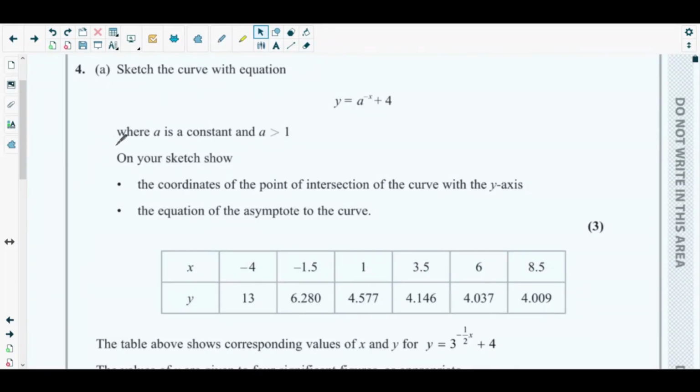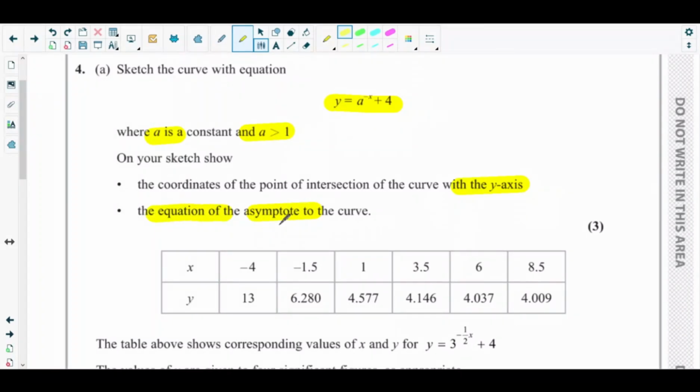Okay, so let's get started with question number 4. Part A: sketch the curve with equation y equals a to the power x plus 4, where a is a constant and a is greater than 1. On your sketch, show the coordinates of the point of intersection of the curve with the y-axis and the equation of the asymptote to the curve.